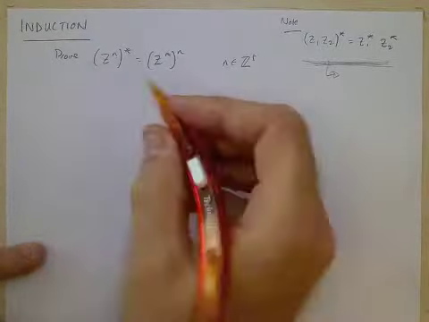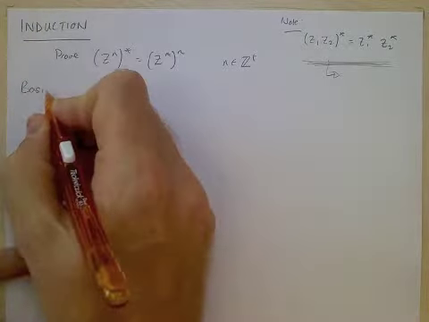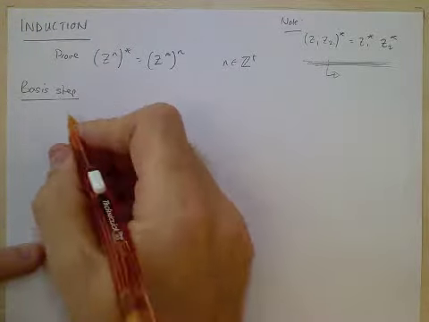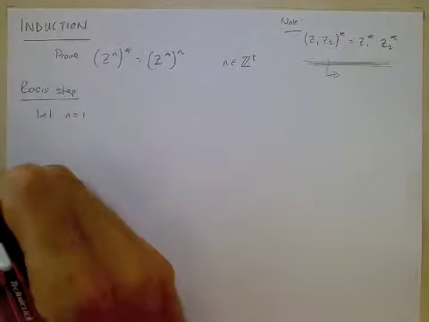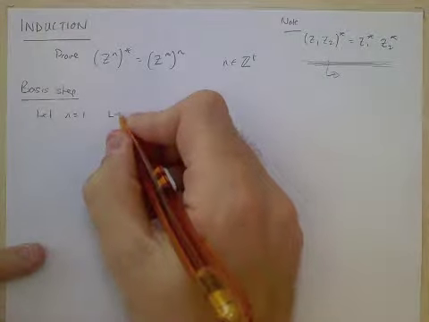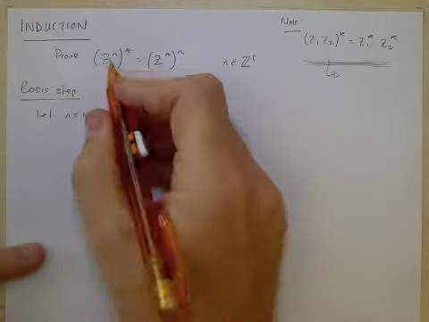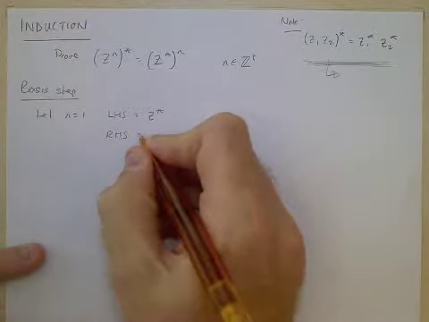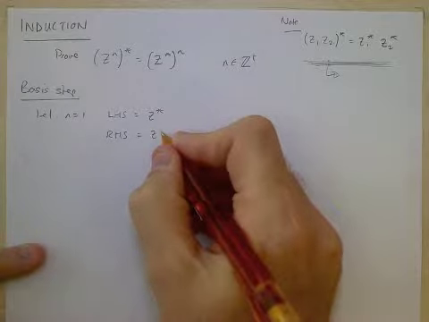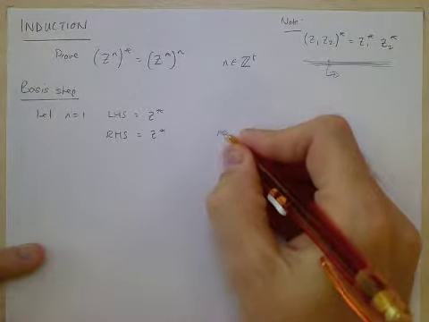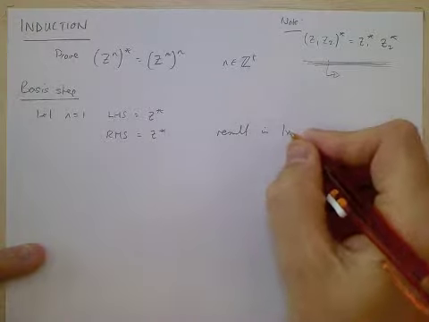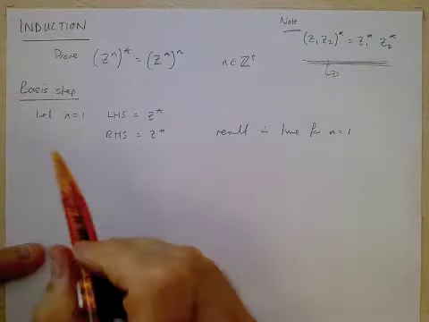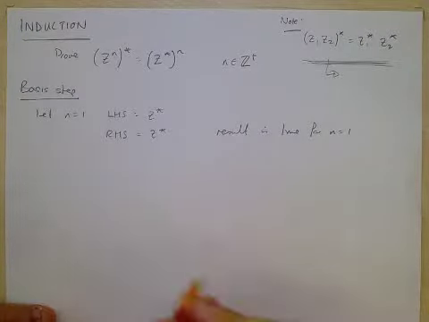So let's go. As always, first job is the basis step. I'm going to let n equal 1, and I'm going to look at the left hand side, which is going to be z conjugate, and I'm going to look at the right hand side, which is going to be also z conjugate. Therefore, the result is true for n is 1. Trivial in this case, but I still need to show that I've checked it.